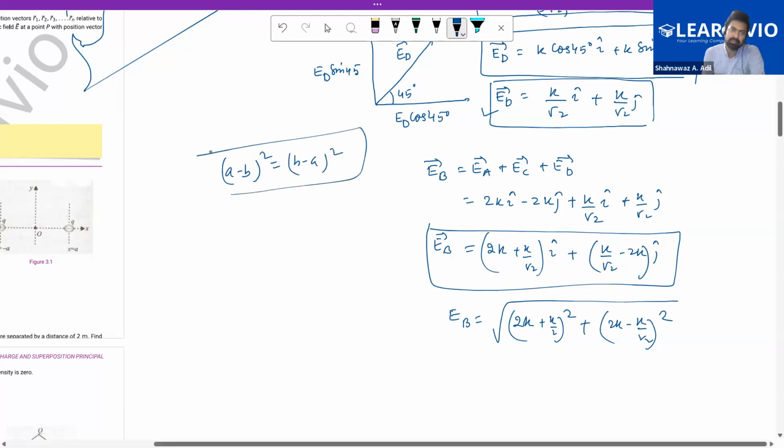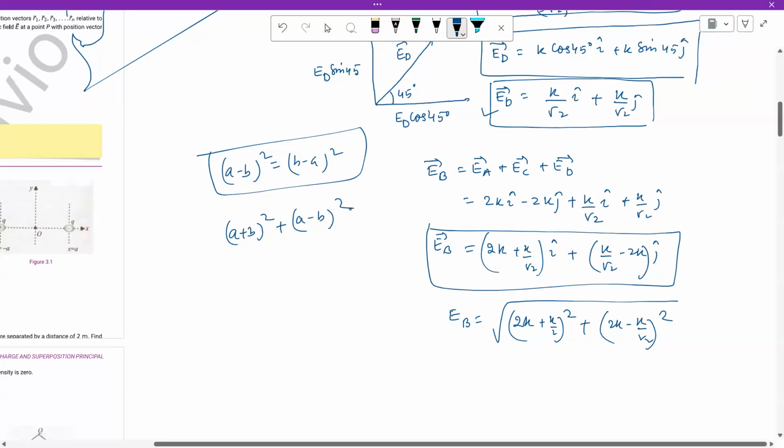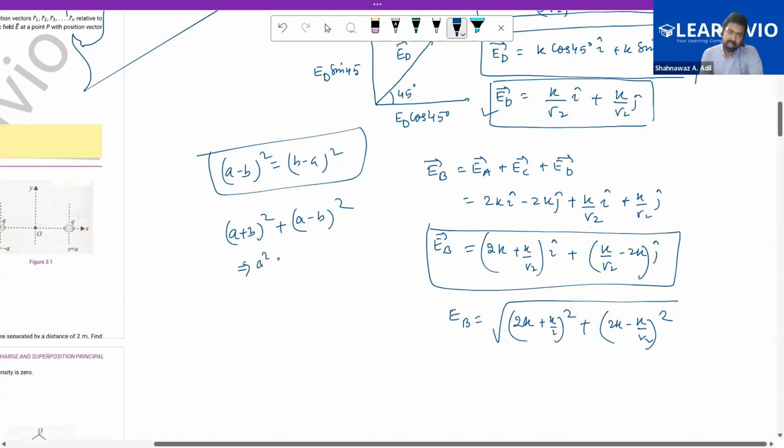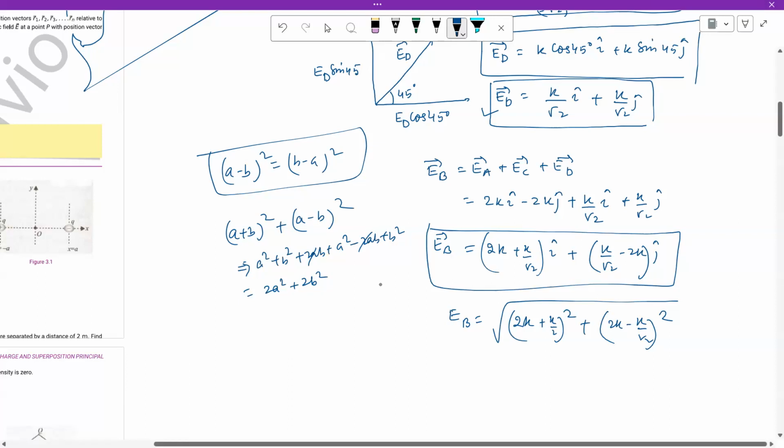Am I correct? Yeah. Now, if we identify this, this is A plus B whole square plus A minus B whole square. So what will you get? A square minus B square. No. So this would be A square plus B square plus 2AB plus A square minus 2AB plus B square. This will cancel and you will get 2A square plus 2B square, right?